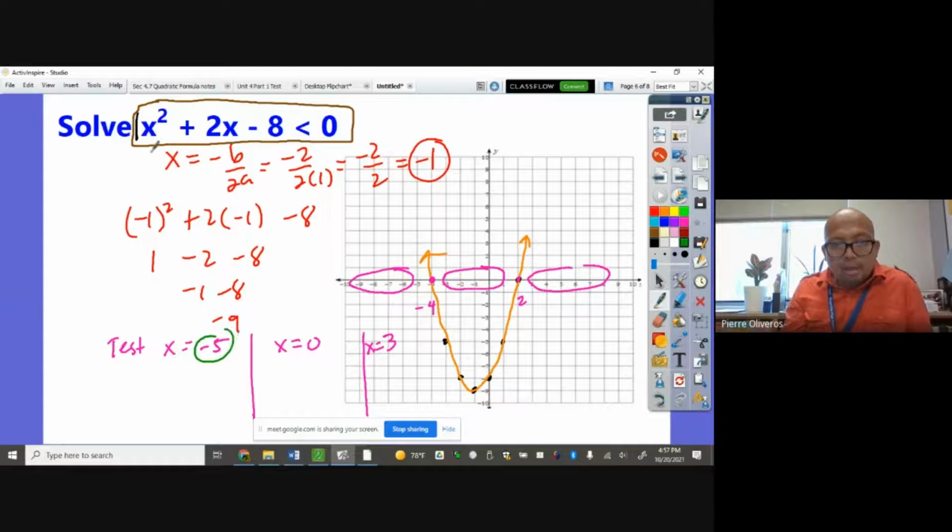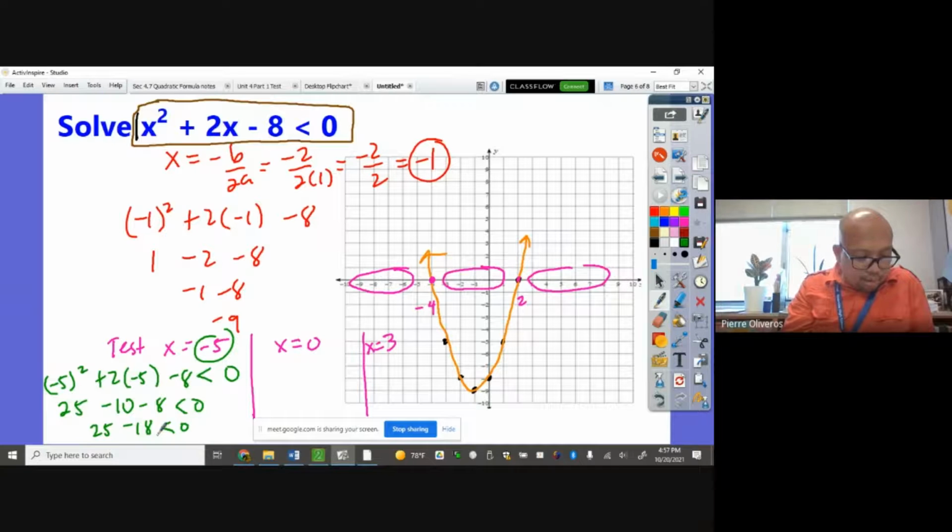So if I put negative 5 here, it will give me negative 5 squared plus 2 times negative 5 minus 8 is less than or equal to 0. What's negative 5 squared? Negative 5 squared is 25. 2 times negative 5 is negative 10, minus 8. This will give me 25 minus 18, which should be 7. Is 7 less than 0? Is this true or false? That is false. 0 is not bigger than 7. So there should be no answer right here.